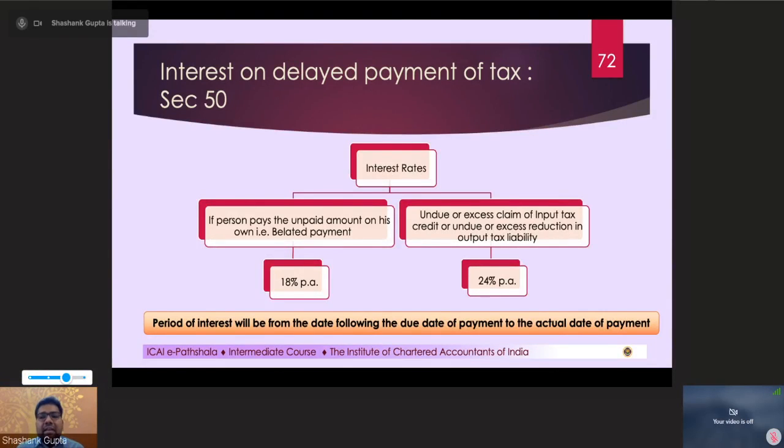So someone was asking, should the interest be computed from the invoice date or from the date of return? Here it is clearly mentioned, the period of interest will be from the date following the due date of payment to the actual date of payment.